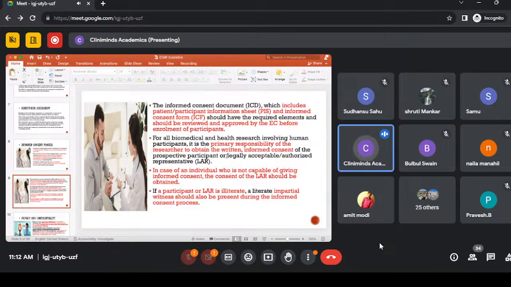And of the informed consent that is signed, one copy should be given to the subject as well for their reference and record. And one copy will be kept at the site and maintained as a regulatory document. Okay.